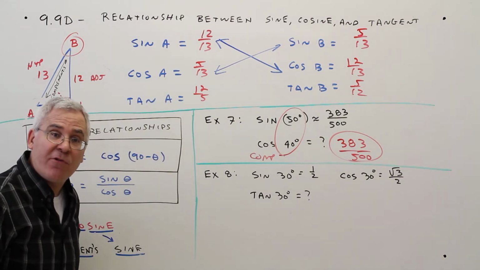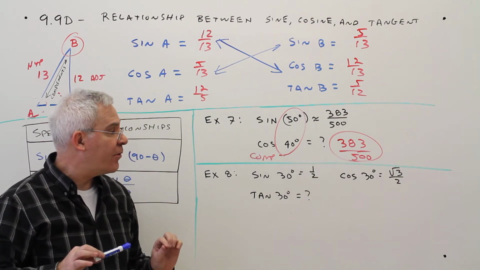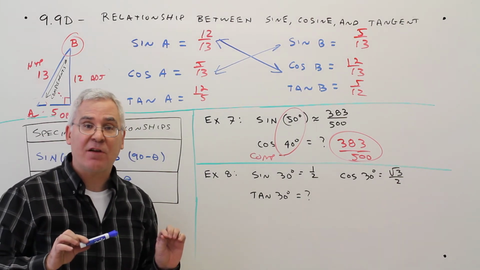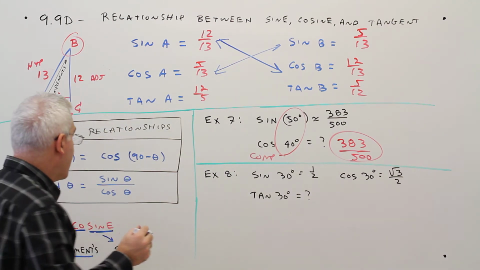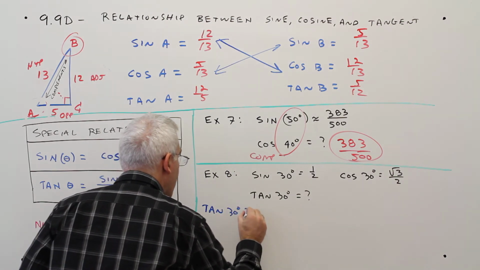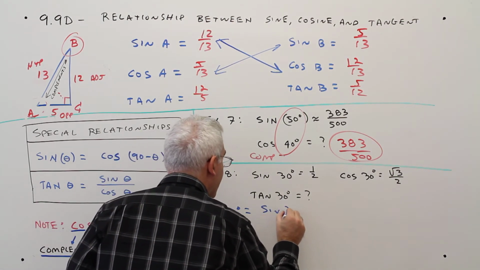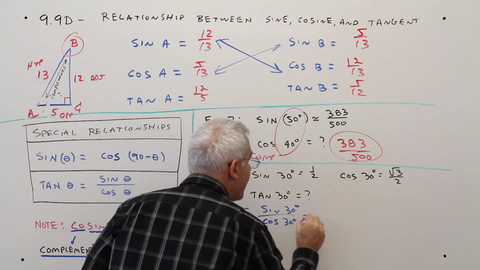Example 8. The sine of 30 degrees is 1/2. The cosine of 30 degrees is radical 3 over 2. Calculate the tangent of 30 degrees. All right, so we're just going to use this identity over here. So the tangent of 30 degrees is the sine of 30 degrees over the cosine of 30 degrees.